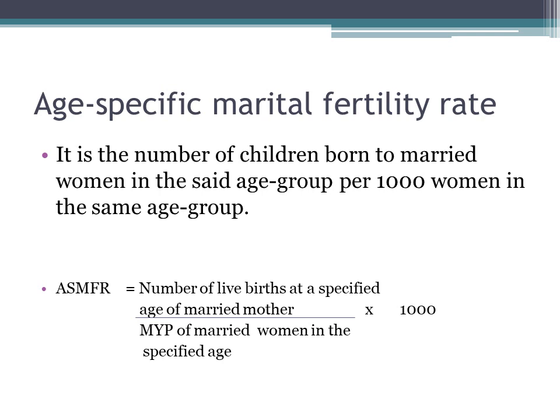Then is the age-specific marital fertility rate. It is the number of children born to a married woman in the said age group per 1,000 women in the same age group. So the addition is that only the married females are taken into consideration. So it is a more specific fertility rate.